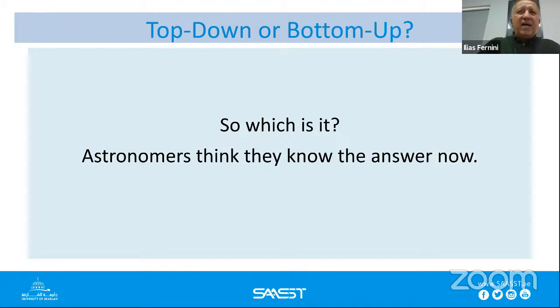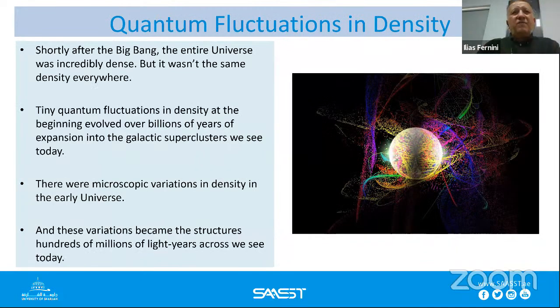So we have the top-down and we have the bottom-up. We have to try to explain in a more general way how we can form this big structure. So which one is right now? I think that over the decades, we have some kind of idea. And this will bring me to a quantum fluctuation. Shortly after the Big Bang, the entire universe was so dense. But it was not uniform. The density was not everywhere the same. There was some kind of tiny quantum fluctuation in density at the beginning.